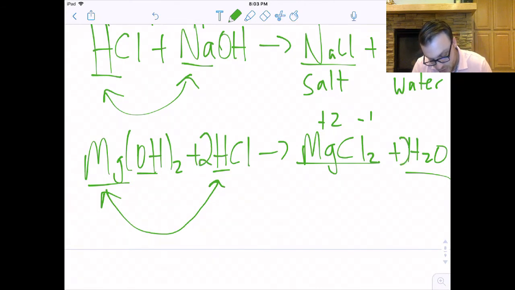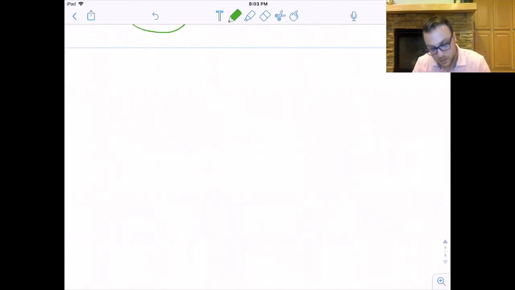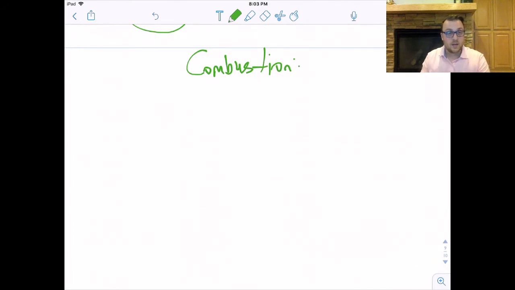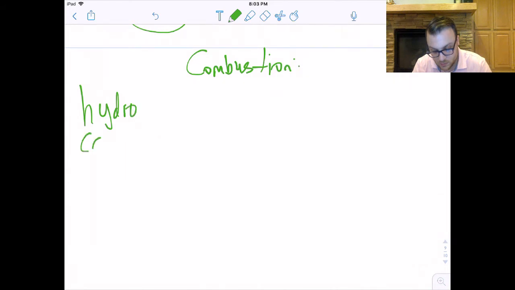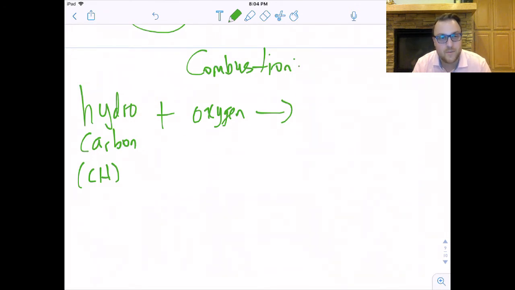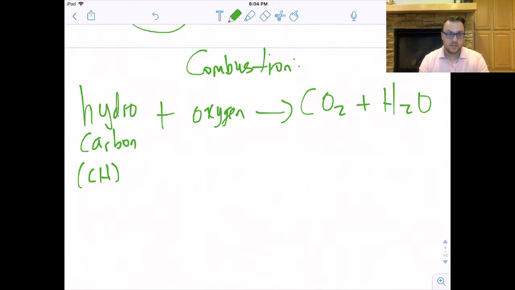The last one that I always included with this unit, that you don't have to, because some people will do it with organic, we'll bring it up again, and that's combustion. And that is when you take any hydrocarbon, so any CH compound, plus oxygen, will always make the same 2 products every single time. Carbon dioxide and water. I don't know why I started using formulas on the right side, but I went with it. So any hydrocarbon plus O2 makes CO2 and H2O.